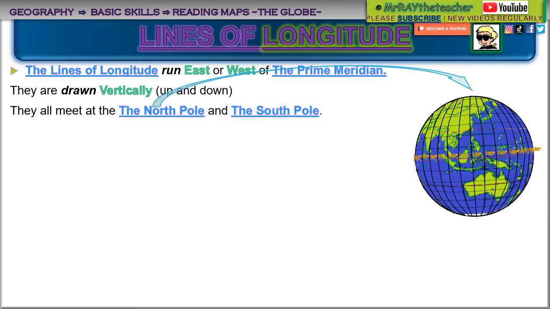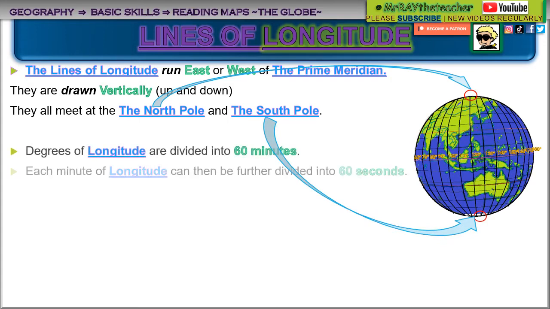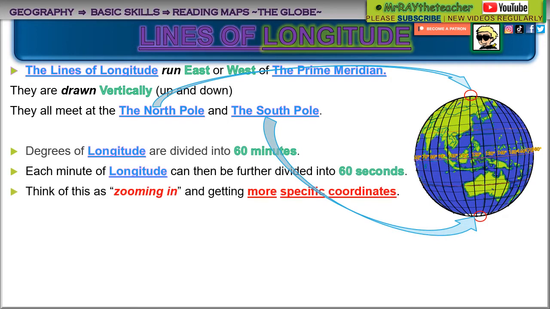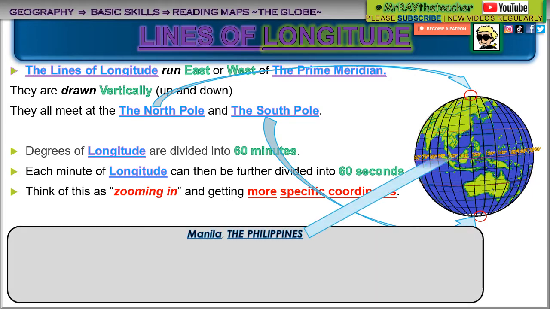So there you go. And they meet at the North Pole and the South Pole. And the degrees of longitude are divided into 60 minutes. Each minute can then further be divided into 60 seconds. And think of this as zooming in and getting more specific coordinates.